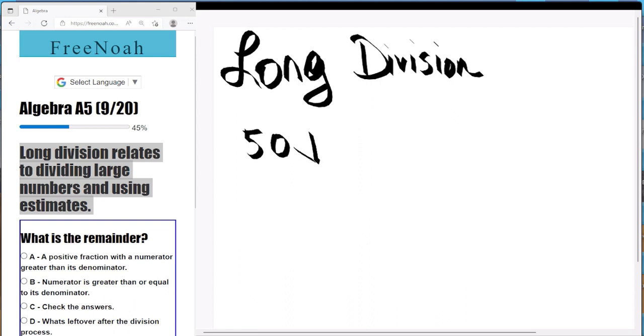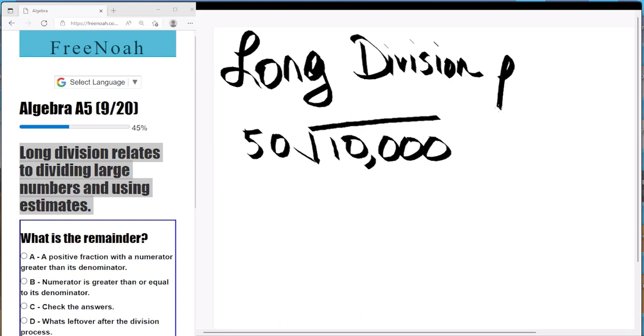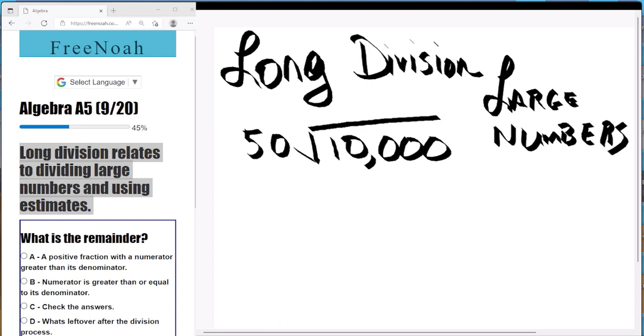So we're going to say 50. All right, that's our divisor. We're going to draw this little house here, and within the little house, we're going to have the dividend. So it's going to be 10,000. And this is kind of how we can successfully divide large numbers here. All right. We're going to partially evaluate this here, right?